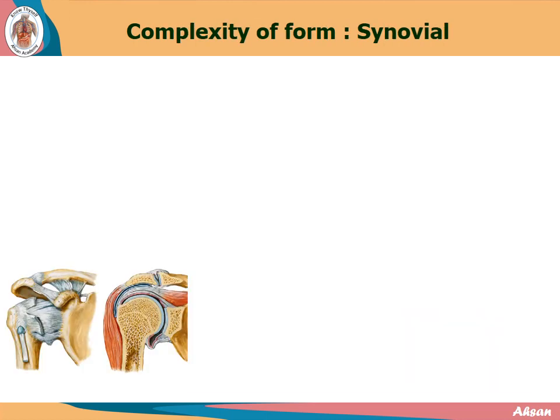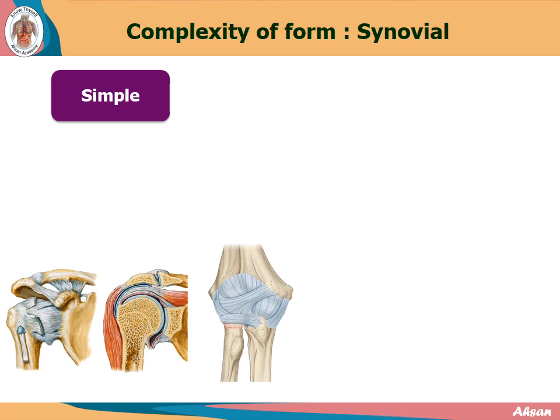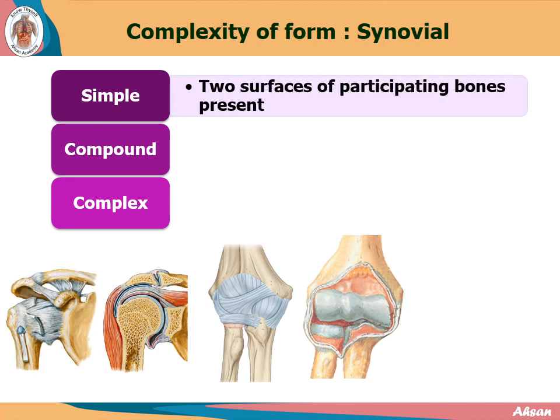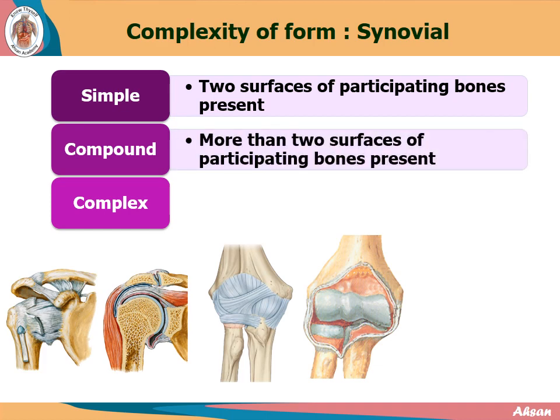Another way of classifying is depending on the complexity of the joint. So it may be simple. You see the figure, the shoulder joint, the two bones are participating to make the joint. If you see the second one, the elbow joint, the joint is formed by three bones. So two surfaces participating to form the joint is simple. If the joint surfaces are more than two, it is compound.